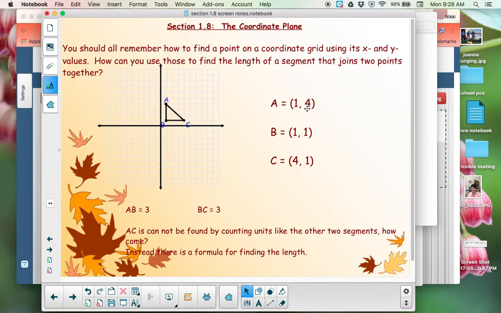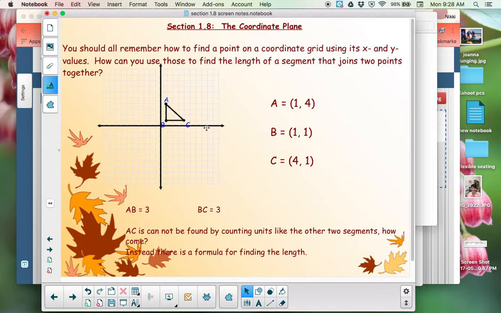Notice that, just for future reference, if you look at the coordinates of A and B, the difference between 1 and 1 is 0 and the difference between 4 and 1 is 3. That does relate to the distance here. Because it's a vertical line, the distance between the y values is the length of your segment. Same thing here, since B to C is horizontal, the difference between your x values gives you your length.